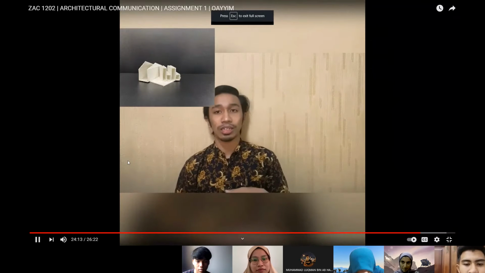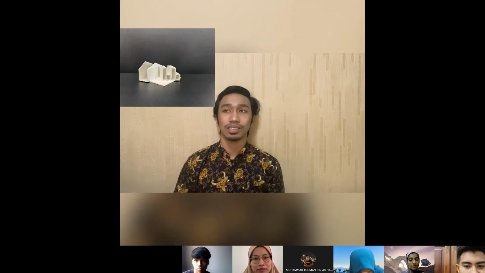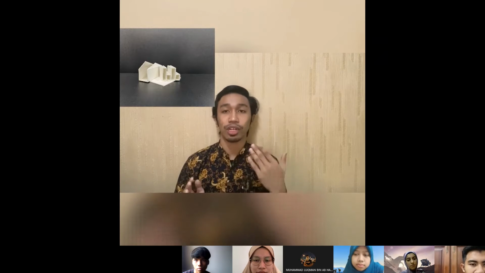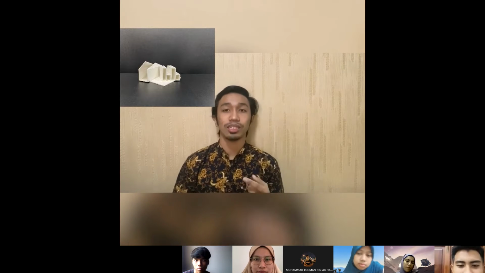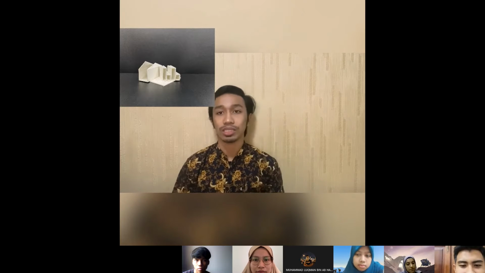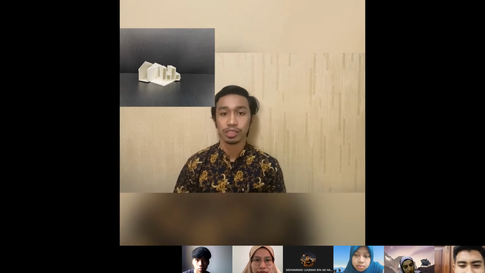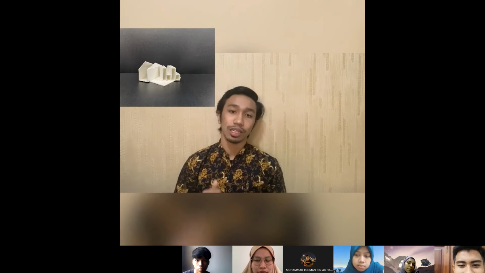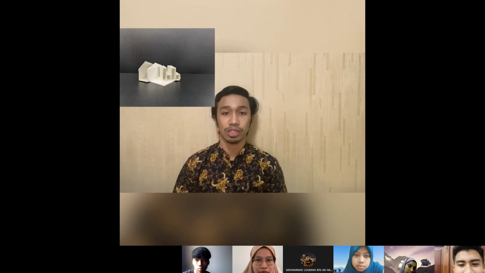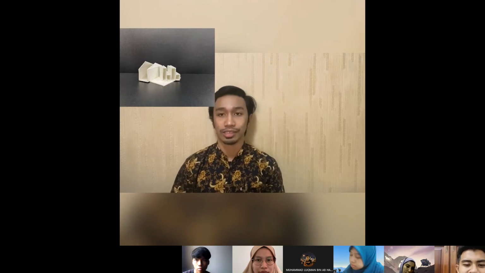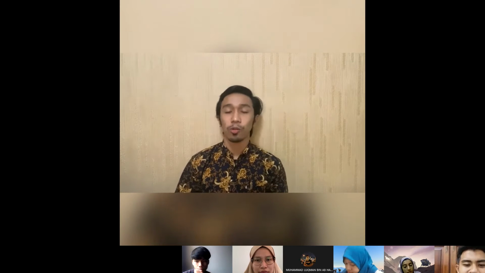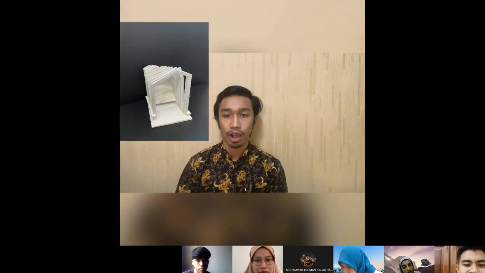The first sculpture, on the left side, has folding parts on top of it, with each folding part facing differently towards each other. The second sculpture, on the right side, is a vertical rectangular sculpture that has different heights. So let's go through the next model, which is the mock-up model.